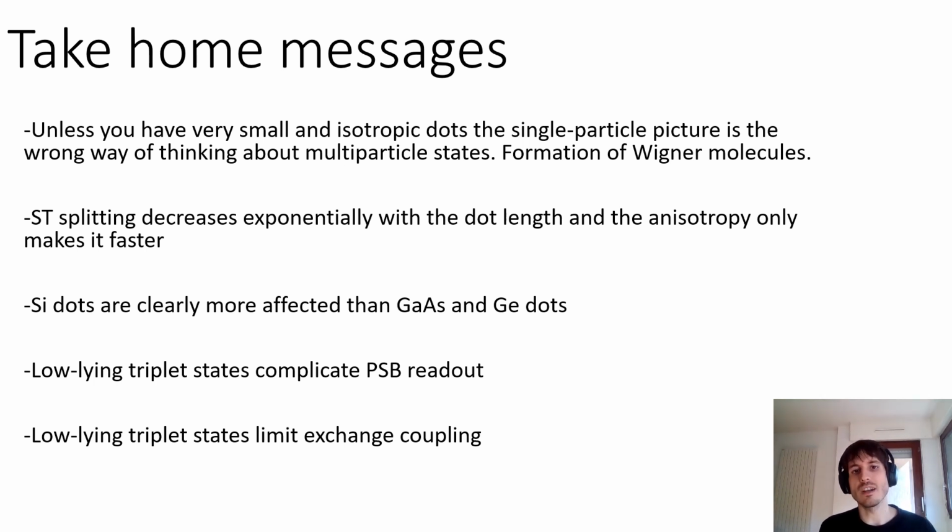I will show you that in reality, these multi-particle states tend to form what are called Wigner molecules, and this has some consequences. For instance, the singlet-triplet splitting decreases quite fast with the dot length in these Wigner molecules, and the anisotropy only makes it faster. I will show you that silicon dots are much more affected than gallium arsenide and germanium dots, and this has some consequences on quantum computation. This complicates polyspin blockade readout and limits the exchange coupling.